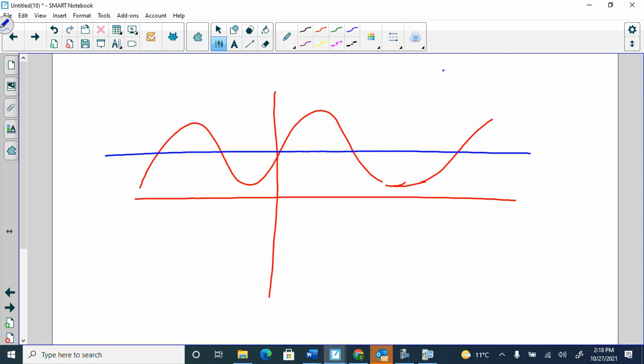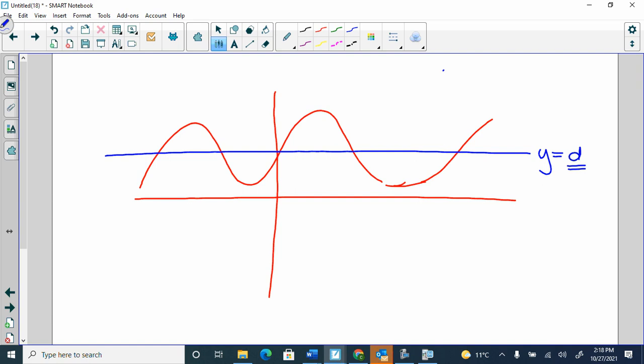Do you know where the midline comes from? The line that cuts the graph in half. Do you know where that comes from? It's just in between the maximum and the minimum. It's just the average. It's your d value. So it's y equals d. Whatever the d is of the equation. So in this case, what was it? It was 3, wasn't it?